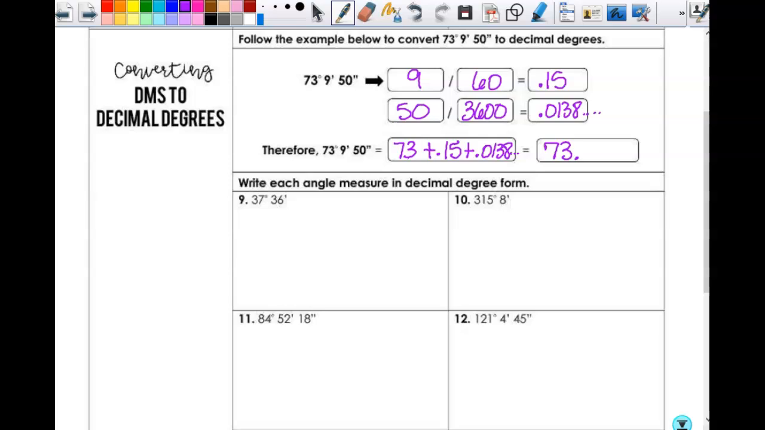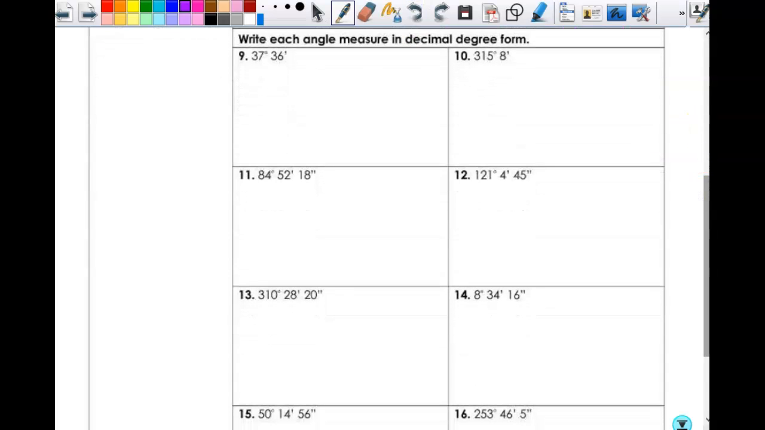Makes more sense, right? So then I lost my number. So I take the 0.0138 repeating, add 0.15 and 73 to it, and I get 73.164 degrees. And that's my answer. Okay? And that's a decimal that I can actually use to calculate whatever I need to calculate. We good? So yes, it's kind of a life skill, but I don't know how often you really have to do it in your life, but you might need to.